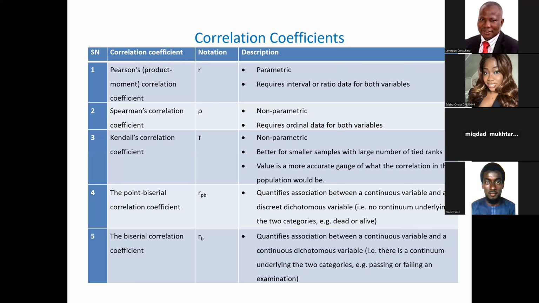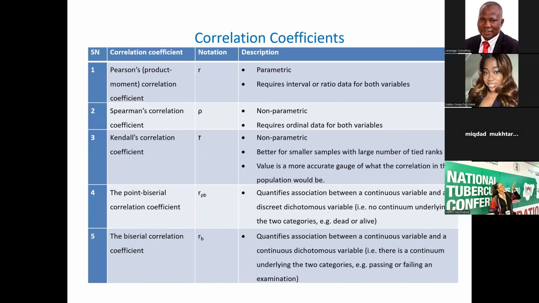Then we have biserial, which is not point biserial. It quantifies the association between a continuous variable and a continuous dichotomous variable, when there is a continuum underlying the two categories, e.g., passing or failing an exam. If somebody either passes or fails, there's a continuum, a score. The person has a mark, and anything above a particular figure is pass, anything below is fail.